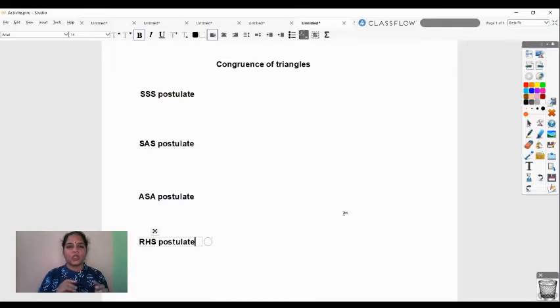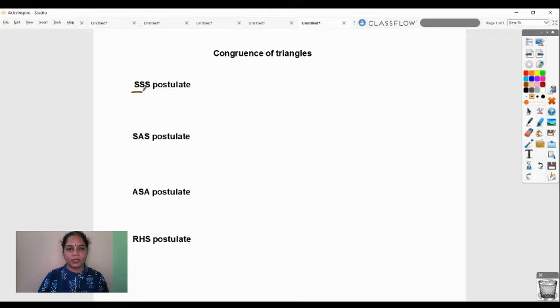So let's get to the topic. When we talk about congruency of triangles, we have four different postulates: SSS, SAS, ASA, and RHS. I'm just going to recap. SSS means side, side, side. SAS means side, angle, side. ASA means angle, side, angle. RHS means right angle, hypotenuse, and a side.